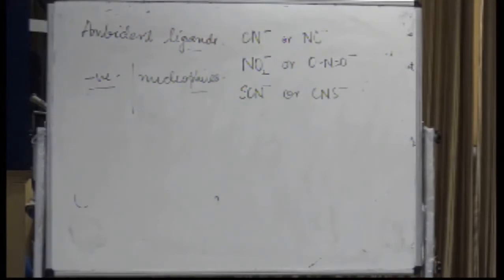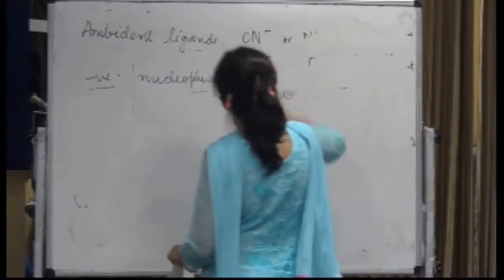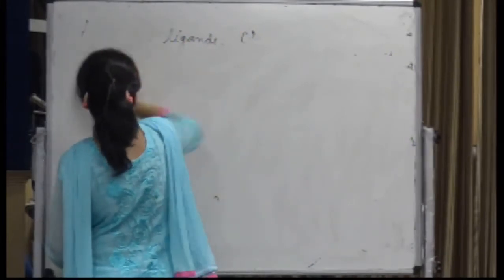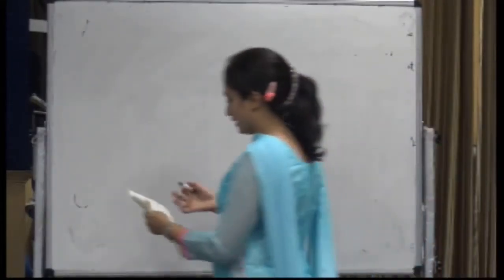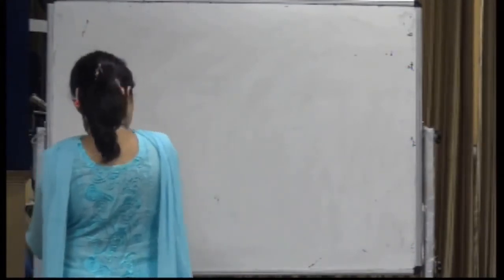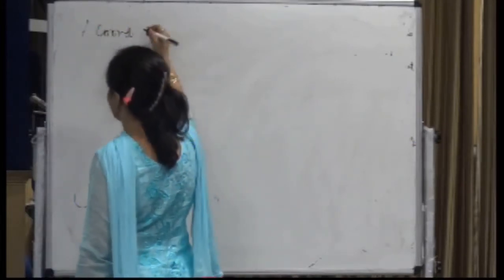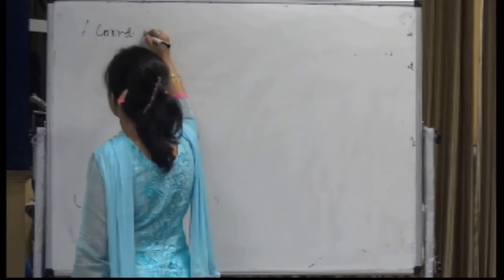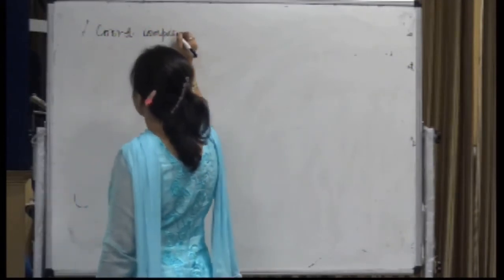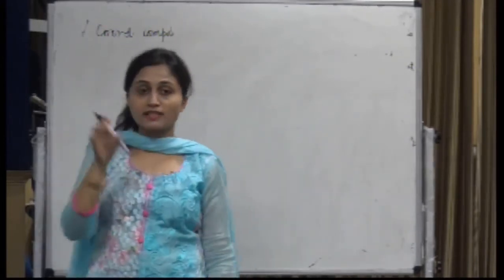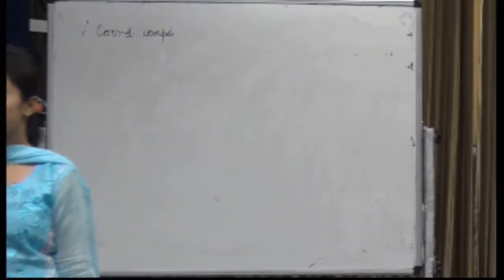Then now we can straight away talk about naming, or the nomenclature of the coordination compounds. When we talk about the nomenclature of the coordination compounds, there are certain things that you need to remember. In the coordination compound, the central metal atom is always the secondary valence.